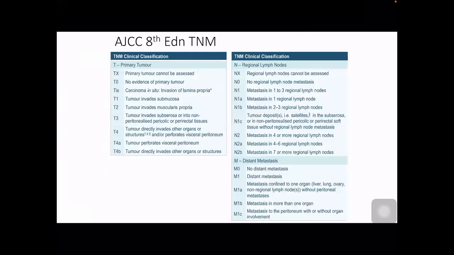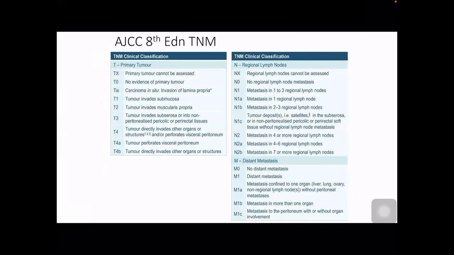So this is the AJCC 8th edition. This is the recent edition of the TNM staging. All the TNM staging you must know, especially gastric cancer and colorectal cancer, which are very important. And I feel you should put it on a paper and stick it on your wall and look at it every day so that you are very thorough with it.